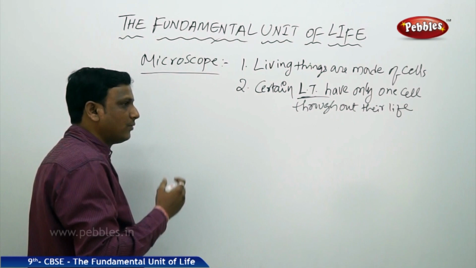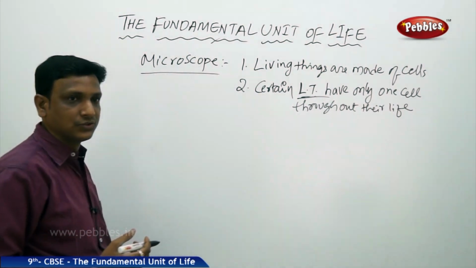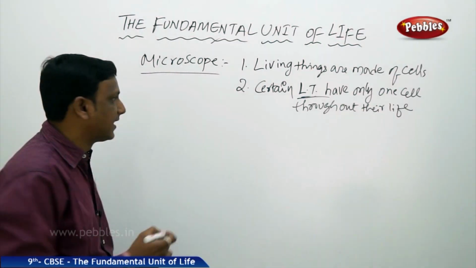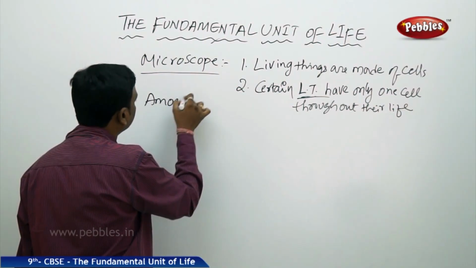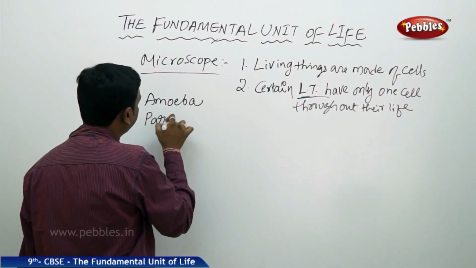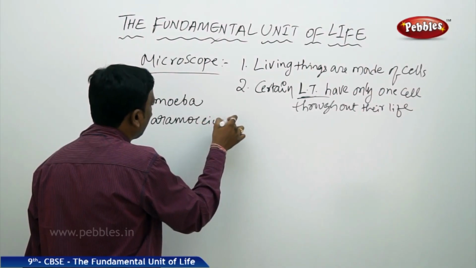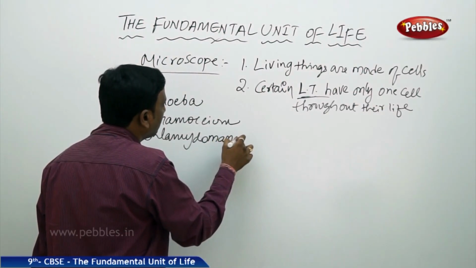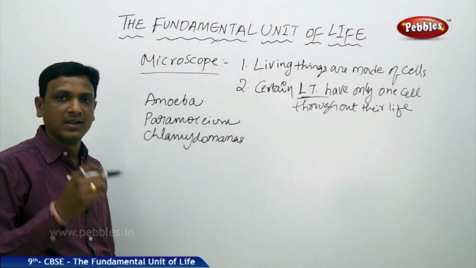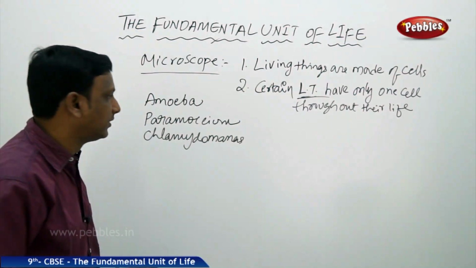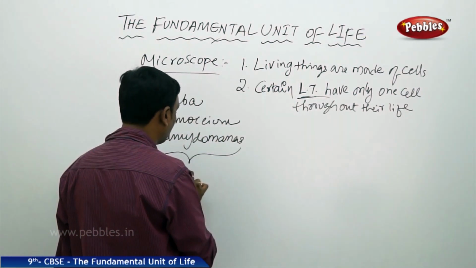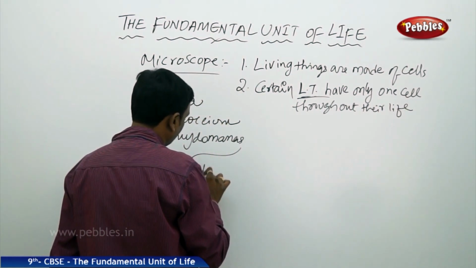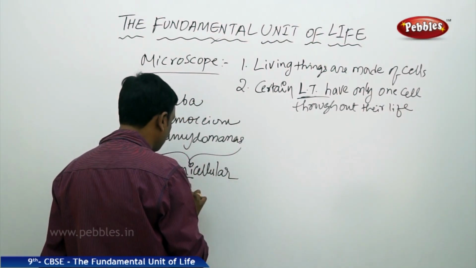Example. By the invention of this microscope, scientists observed different kinds of things under the microscope and found that certain organisms like amoeba, paramecium, chlamydomonas are all unicellular organisms. All these are organisms having one cell throughout their life, and they categorized all these organisms as unicellular. Uni means one.